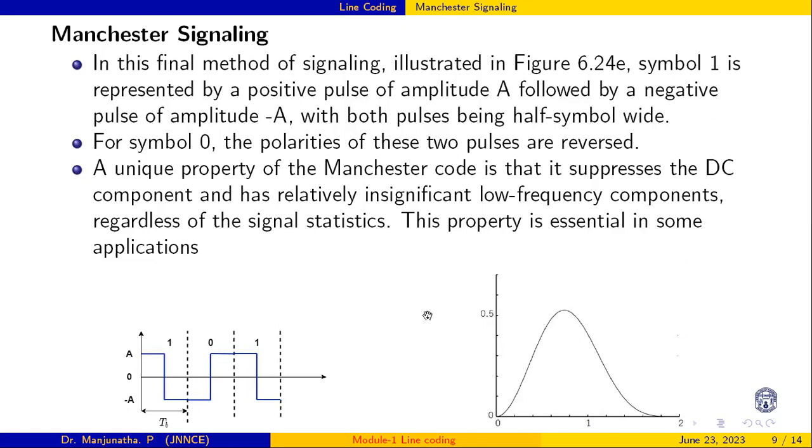A unique property of the Manchester code is that it suppresses the DC component. We don't have any DC component, and it has relatively insignificant low frequency components. We don't have any side harmonics here. This property is essential for some applications.